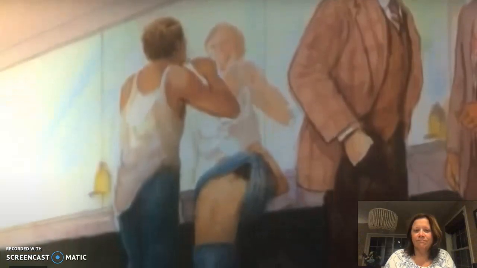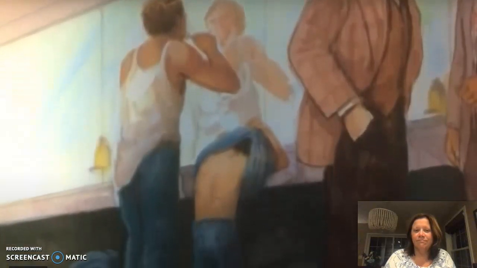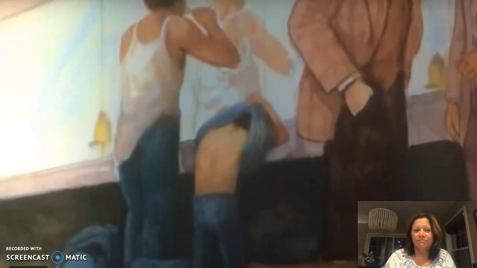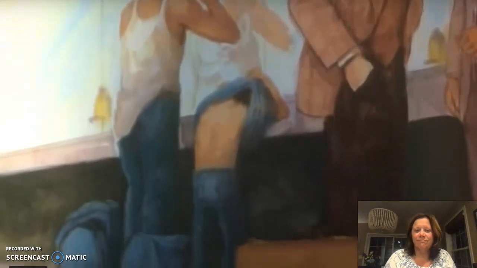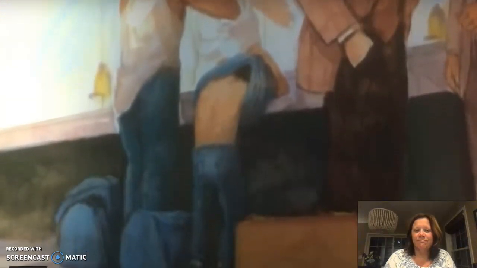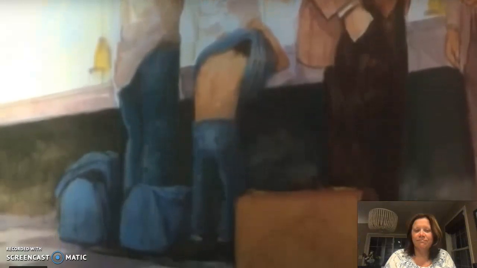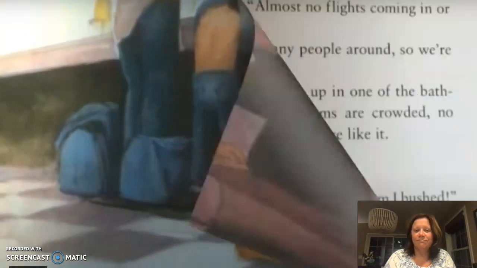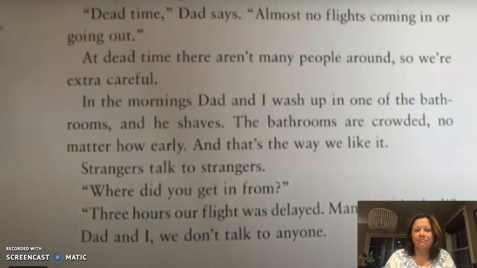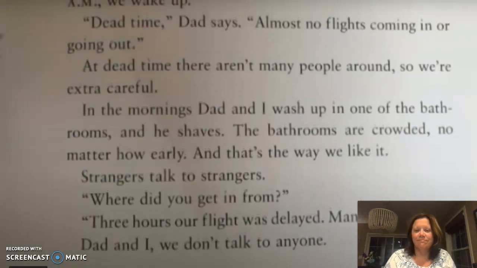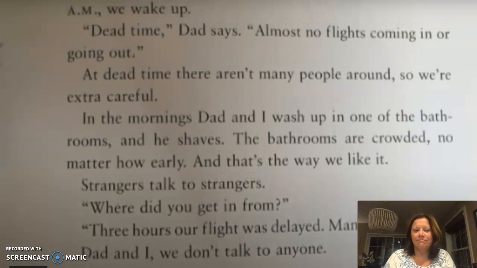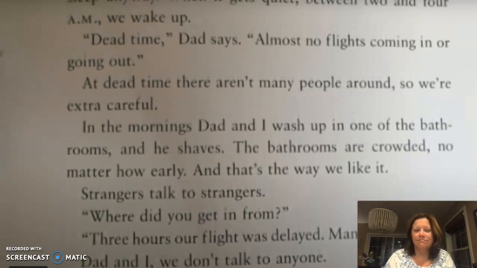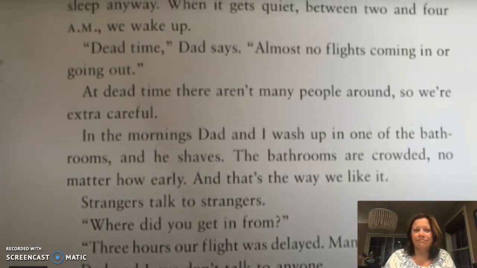When it gets quiet, between 2 and 4 a.m., we wake up. "Dead time," Dad says. "Almost no flights coming in or going out." At dead time, there aren't many people around, so we're extra careful. In the mornings, Dad and I wash up in one of the bathrooms, and he shaves. The bathrooms are crowded no matter how early, and that's the way we like it.